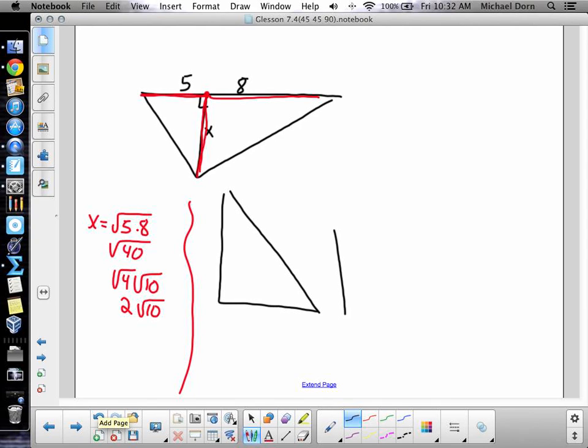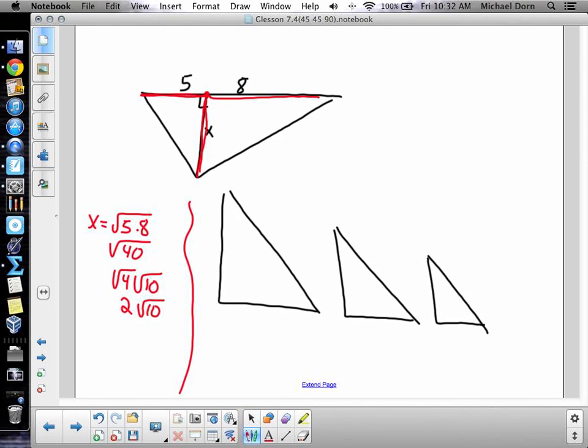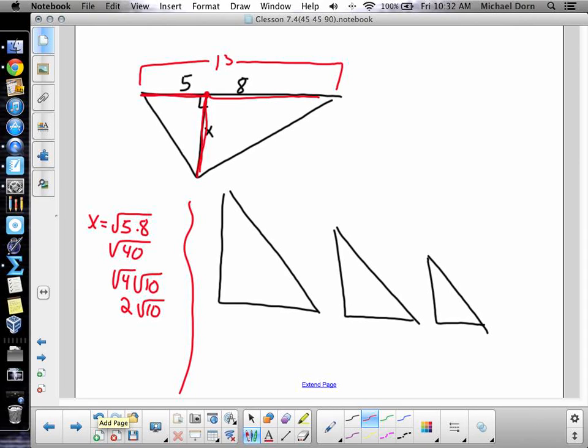If we use the triangle method, again, we just start by drawing out our triangles. Large, medium, small. I do know the whole side here is 13. In the large outer triangle, I don't know the short leg. I don't know the long leg. I do know the hypotenuse is 13.